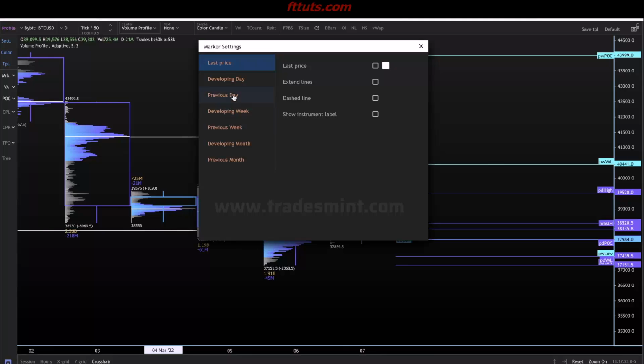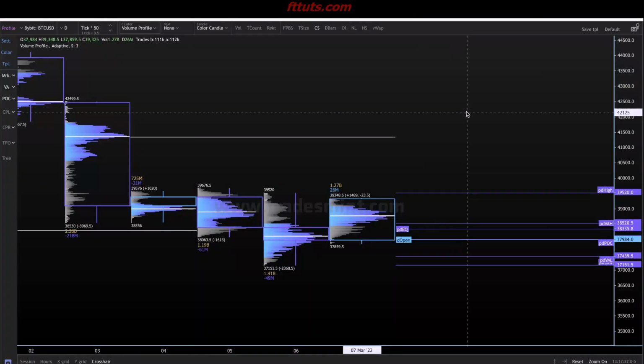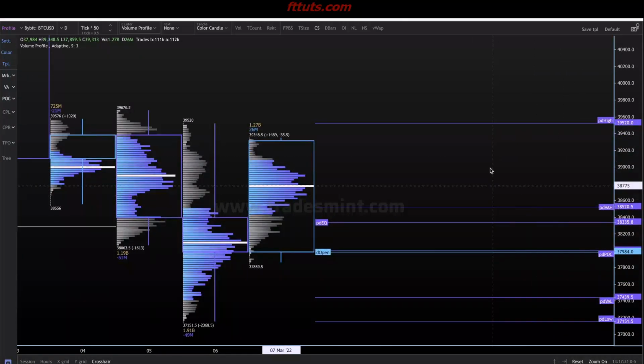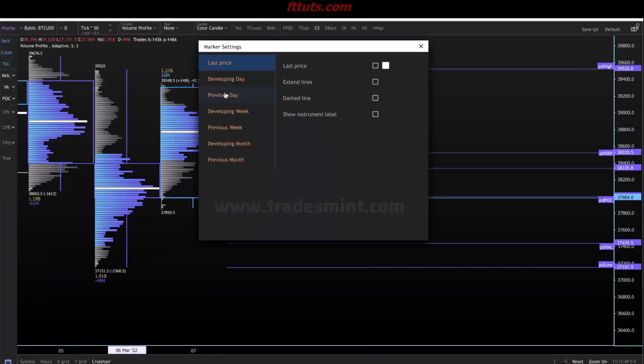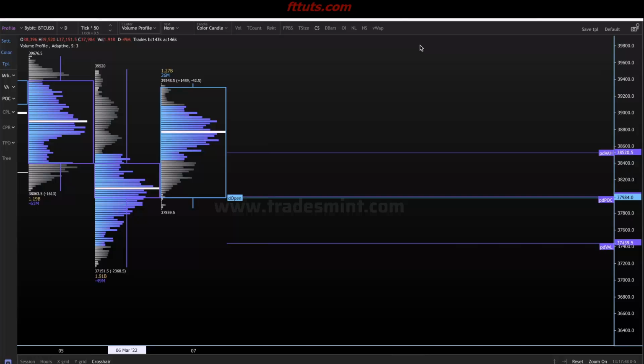Go to developing week, previous week, go ahead and turn that off. We can see right here that we have some levels on the right hand side. We have ourselves the daily open, which is this blue line. We have the previous day. Actually, let me just show you the actual levels that we need here. So I'm going to get rid of the previous day high and the previous day low and the previous day EQ, and we're just going to deal with these four levels right here.